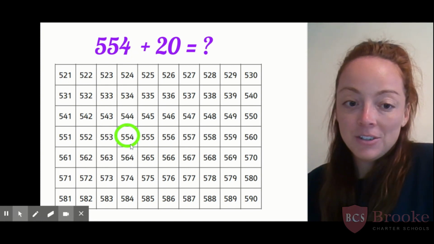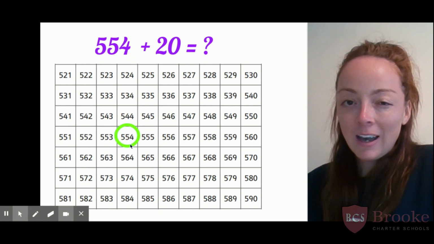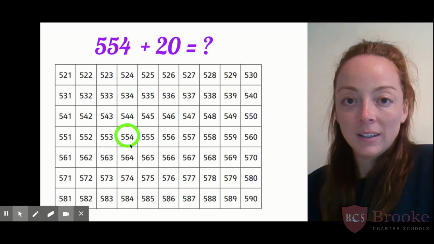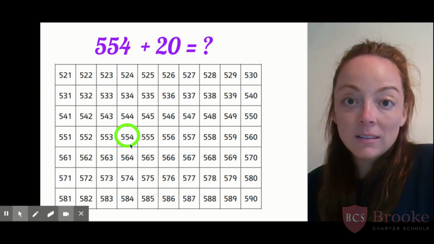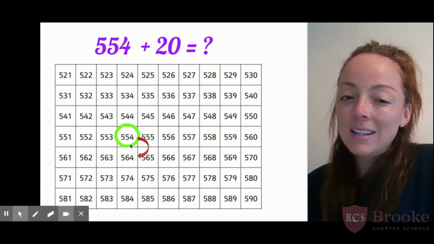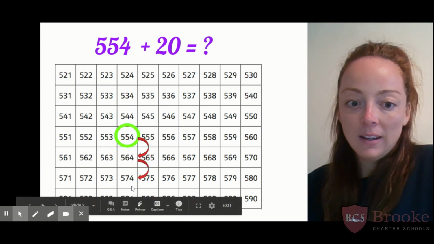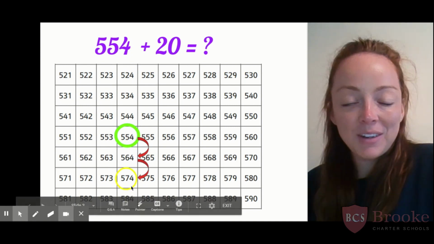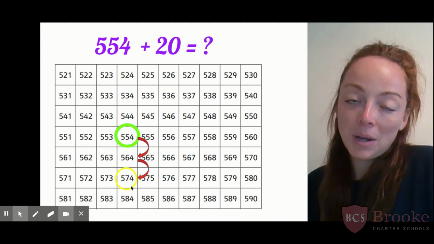We can also use our hundreds chart trick. I start at 554, but if I want to do plus 20, how many times do I drop down on the hundreds chart? I know each move down is plus 10, so I could do plus 10, but then I need to go one more time to make it plus 20. 10, 20, and I land on 574. So that's another fast way to just add sticks of 10 to a number.